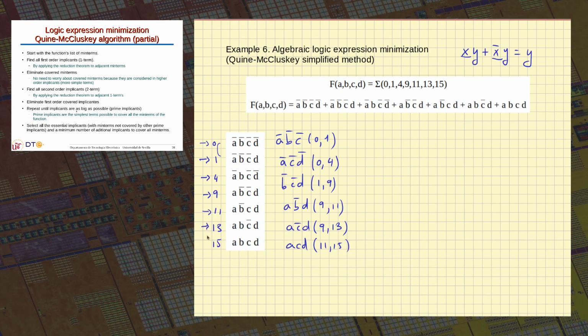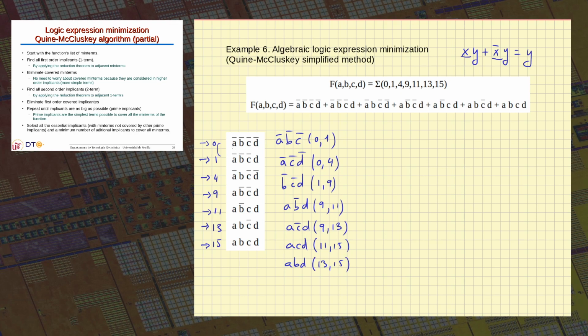I'm done with this. Now the only remaining comparison is minterm 13 and 15. They can be simplified again. C is the only difference, so I have ABD, that includes minterm 13 and 15.